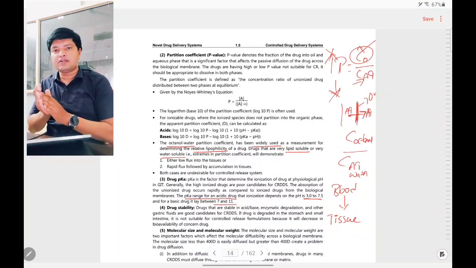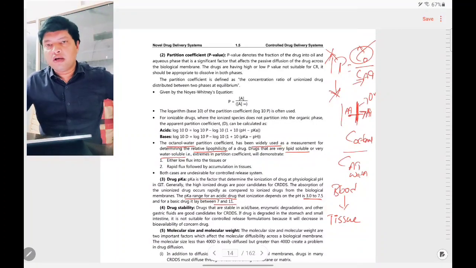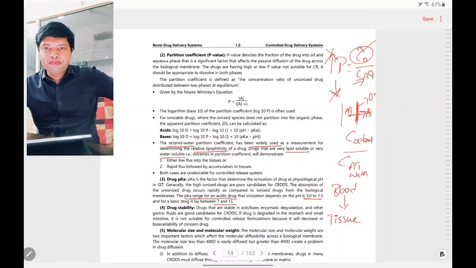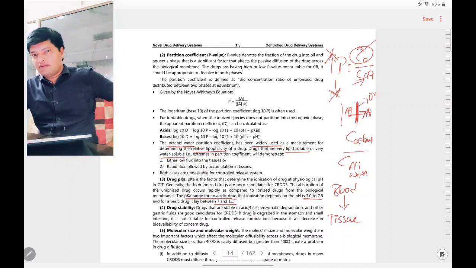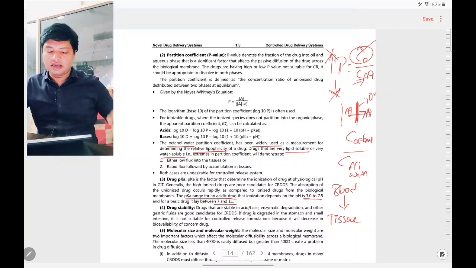Just remember, pKa and pH play an important role. Wherever there is a solubility issue, if the drug is not solubilizing at any particular pH, then we are not recommending the drug as a sustained drug delivery.